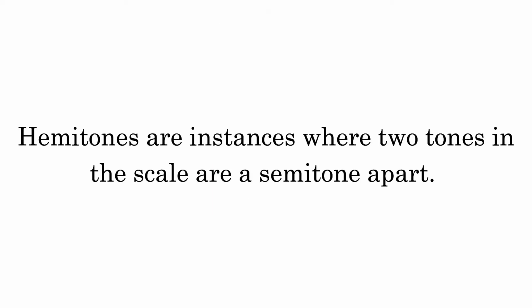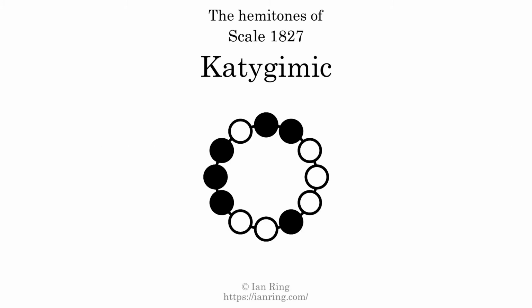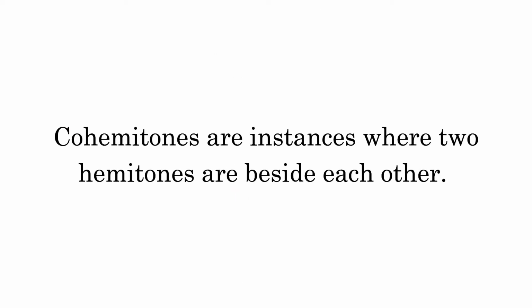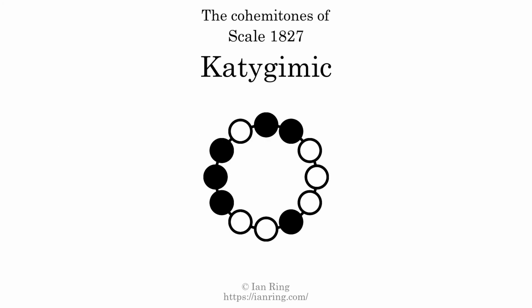Hemitones are instances where 2 tones in the scale are a semitone apart. This scale has 3 hemitones. They are at positions here, here, and here. Cohemitones are instances where 2 hemitones are beside each other. This scale has 1 cohemitone.